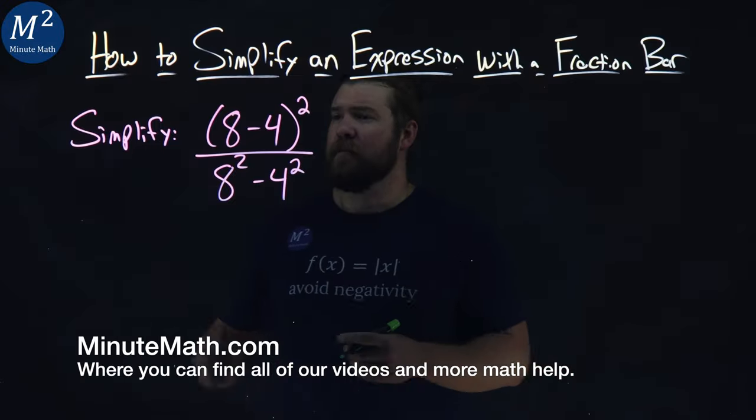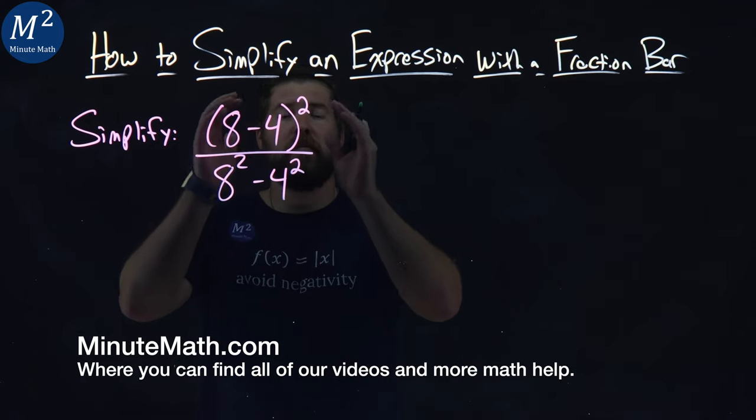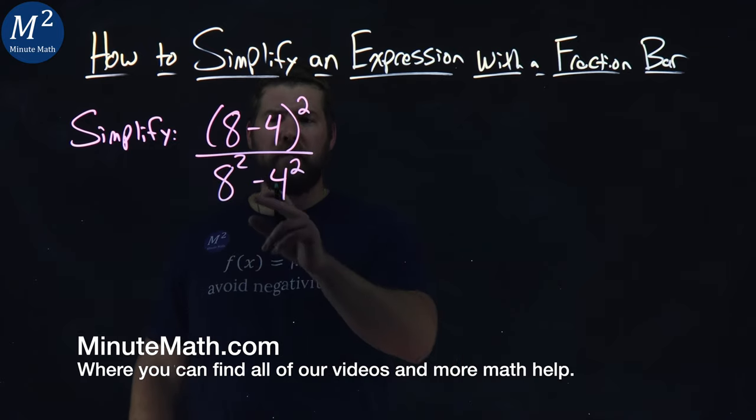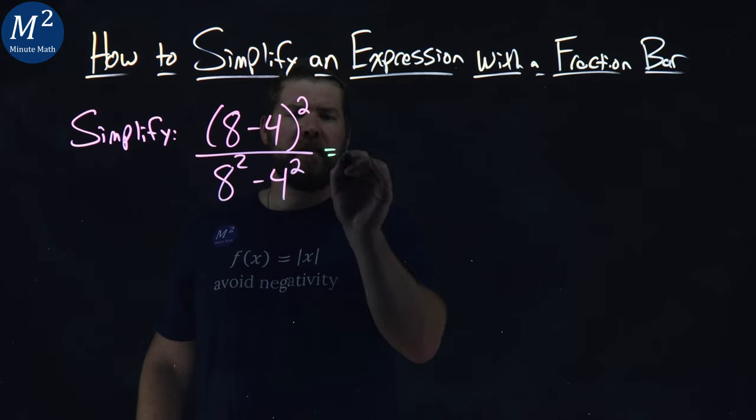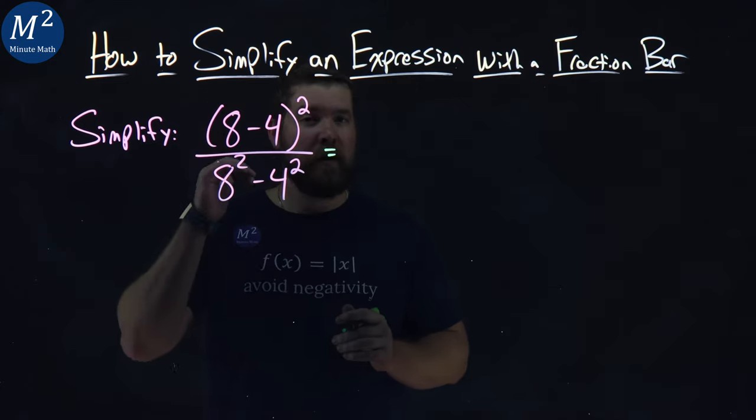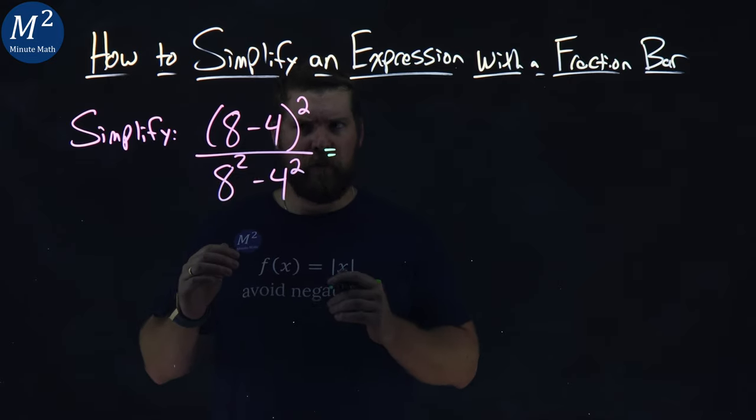We're given this problem right here. Simplify 8 minus 4 in parentheses all squared over 8 squared minus 4 squared. Well, first thing is we want to simplify the numerator and denominator individually. Let's go through our order of operations.